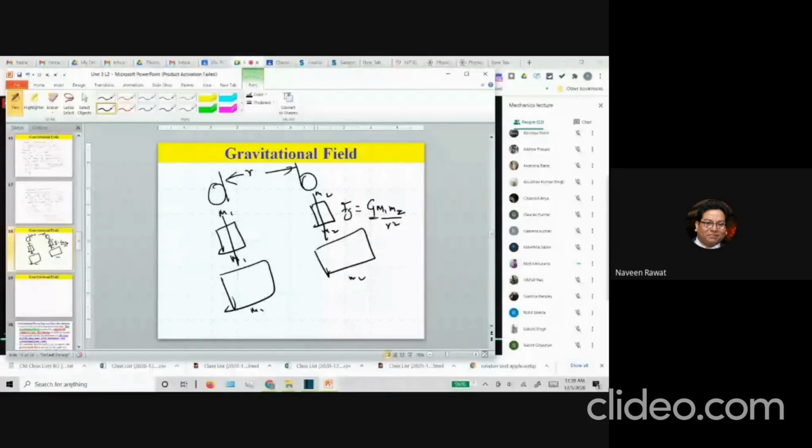So what is Newton doing? Newton said the force is Gm1m2/r², but what Newton has assumed is that these masses are point particles.